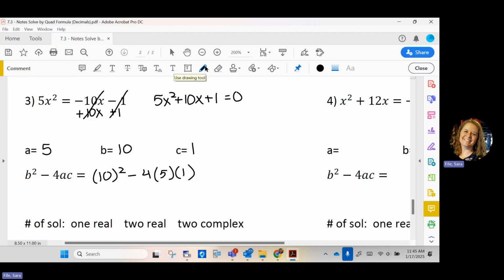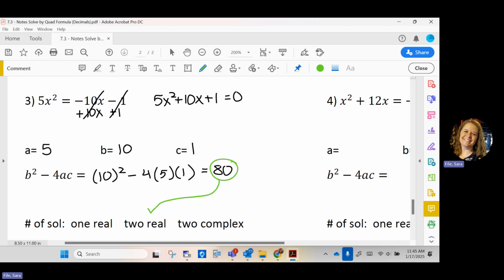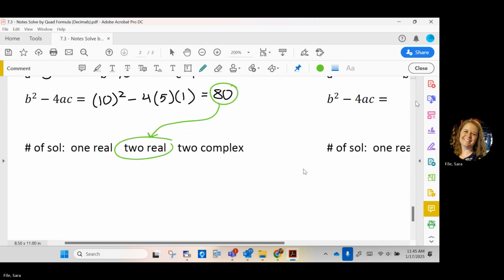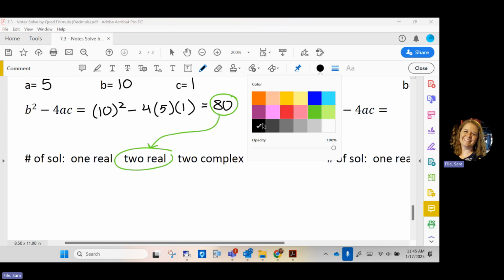All right, now we've got 10 squared is 100 minus 4 times 5 is 20, so that's 80. So this is a positive number. So again, this is another one that's going to be two real numbers because I came out with a positive discriminant. So now I'm going to finish plugging these in.